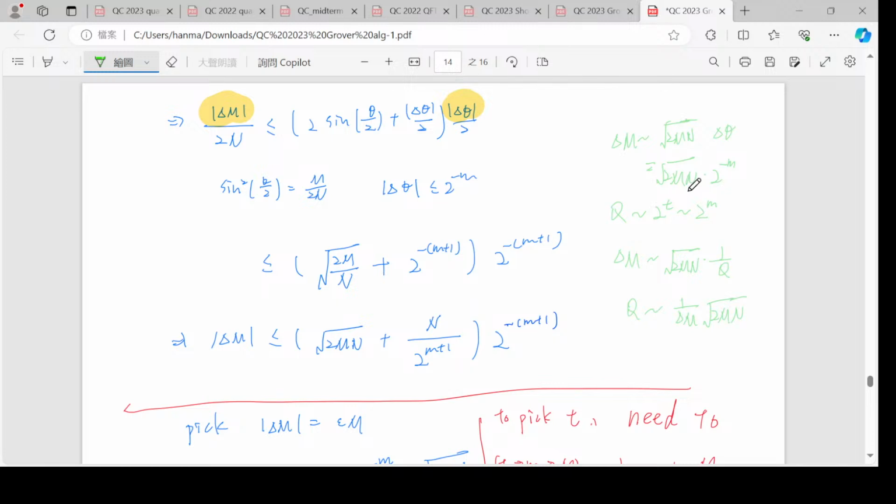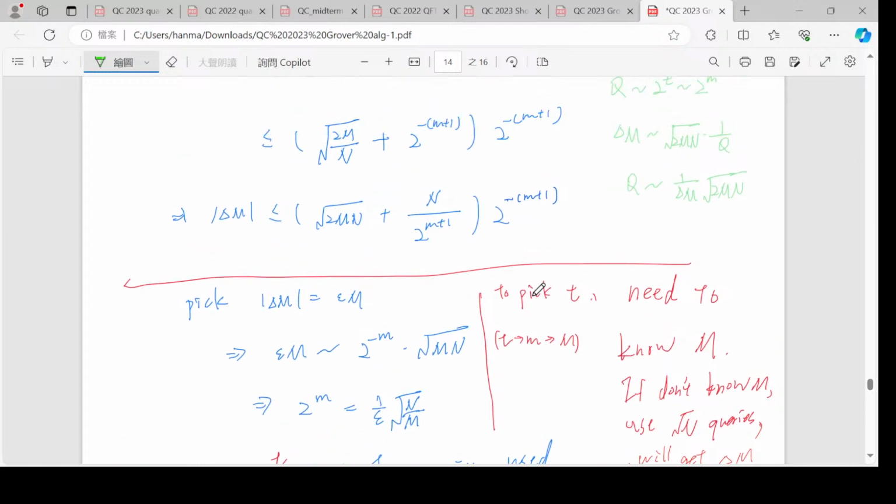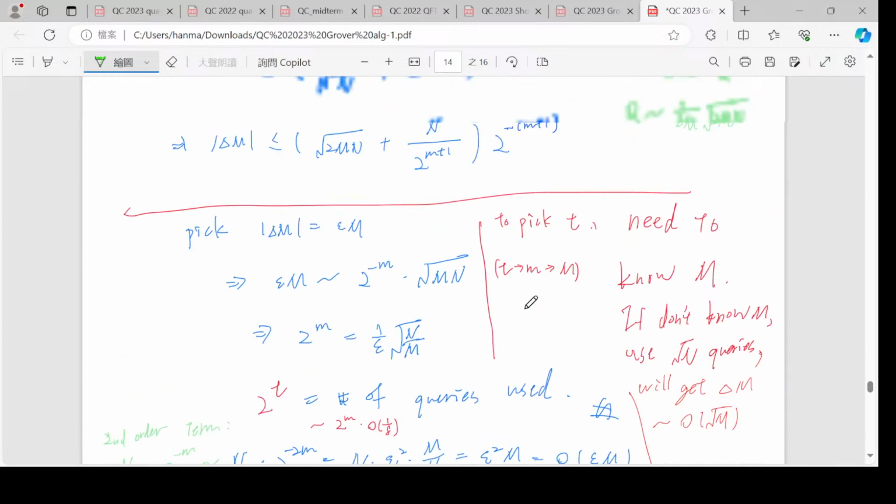So our delta m, we can now make it 2 to the minus n, which is just 1 over the number of queries. So delta m is about square root of 2 to the n over the number of queries, and the number of queries is about 1 over delta n times square root of 2 to the n. This is about the thing we showed here.